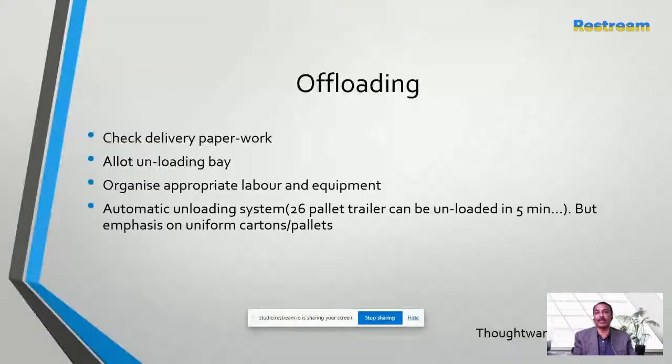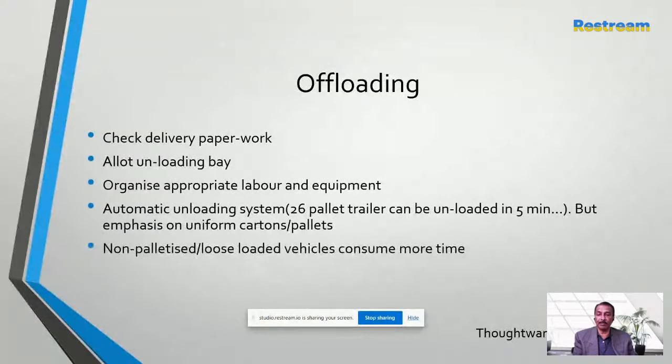But there is a conflict when you go for more automation. Then jobs for this labor may become a problem. And whenever you receive smaller items, especially non-palletized or loose loaded items, it will definitely take more time in terms of checking the quantity or quality of these items. And many times it may also involve sortation of goods received. You may see a lot of conflicting things here.